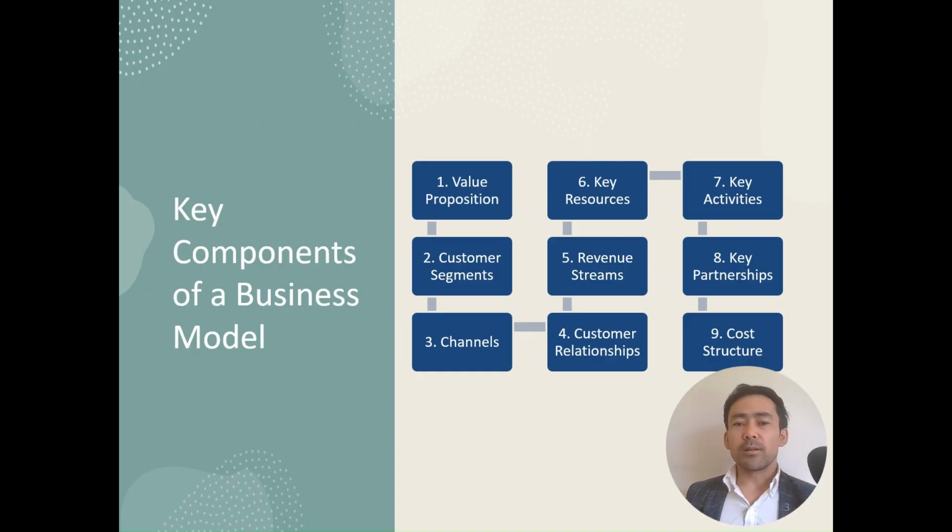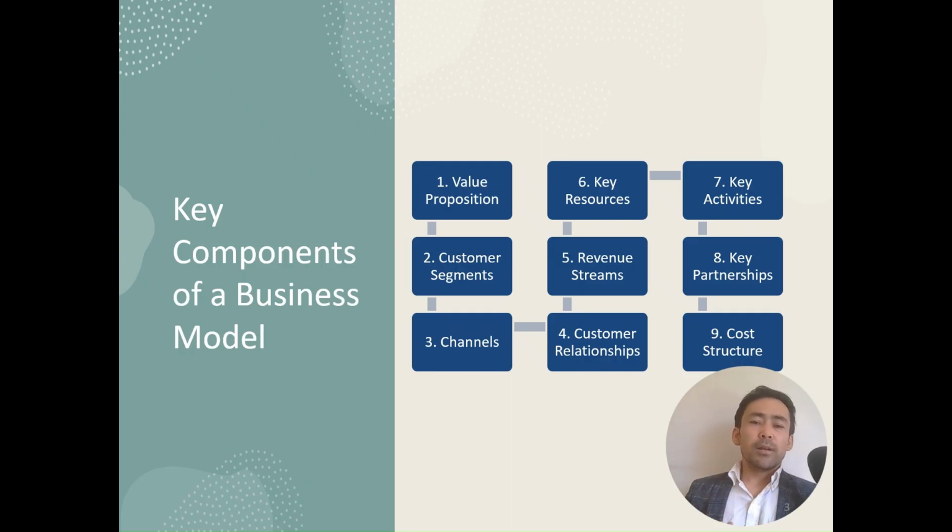The fifth element of a business model is called the revenue streams. It tells how many streams of revenue the company would be able to create or generate, and how the money flows in and out of the company.